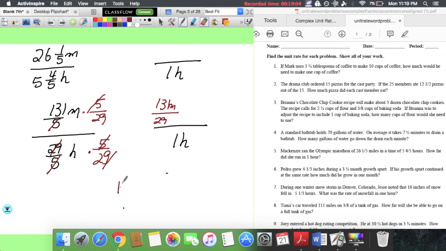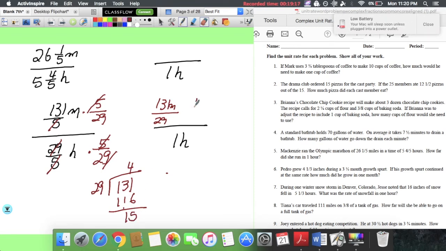So let me divide this again. 131 divided by 29. We said 4 times 9 is 36. Go 3. 4 times 2 is 8. Plus 3 is 11. And it's going to be 15 left over. So it's going to be 4 and 15 over 29 miles in 1 hour. So that's the relationship you could have written.